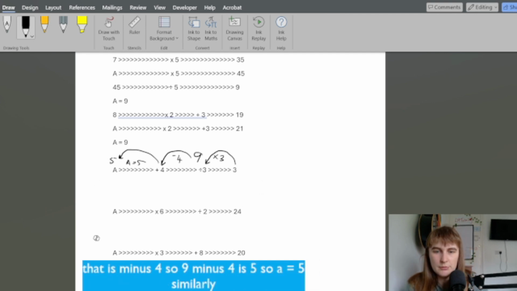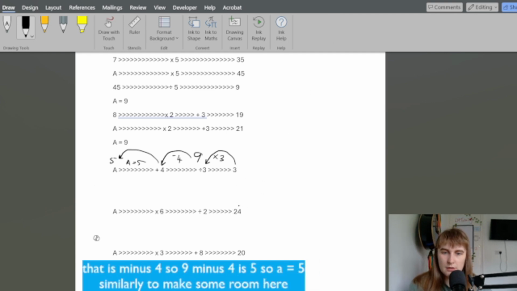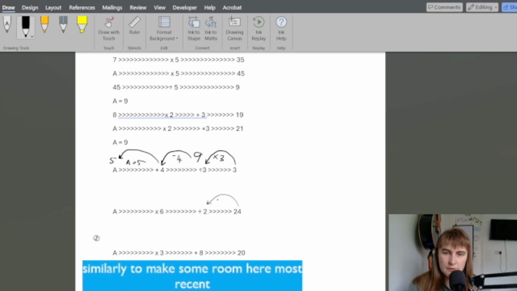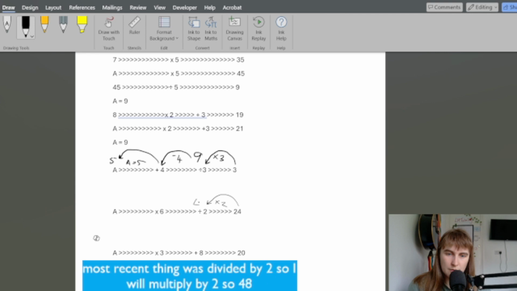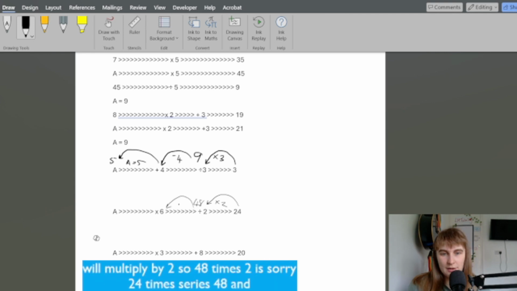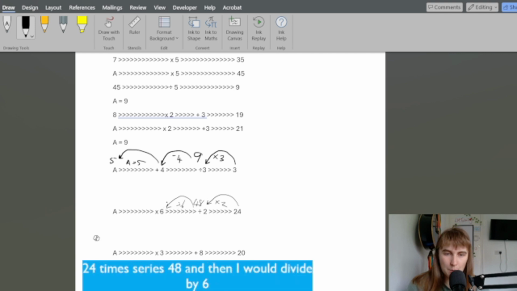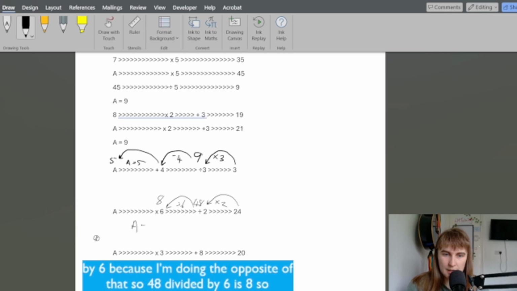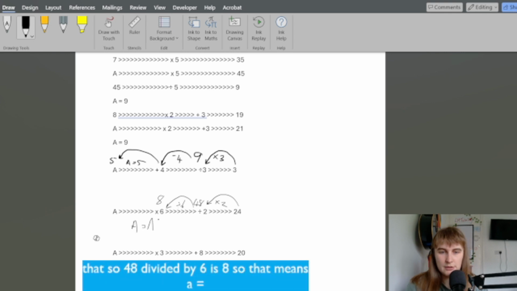Similarly, let's make some room here. Most recent thing was divide by 2, so I will multiply by 2. So 48 times 2 is, 24 times 2 is 48. And then I would divide by 6 because I'm doing the opposite of that. So 48 divided by 6 is 8. So that means A equals 8.